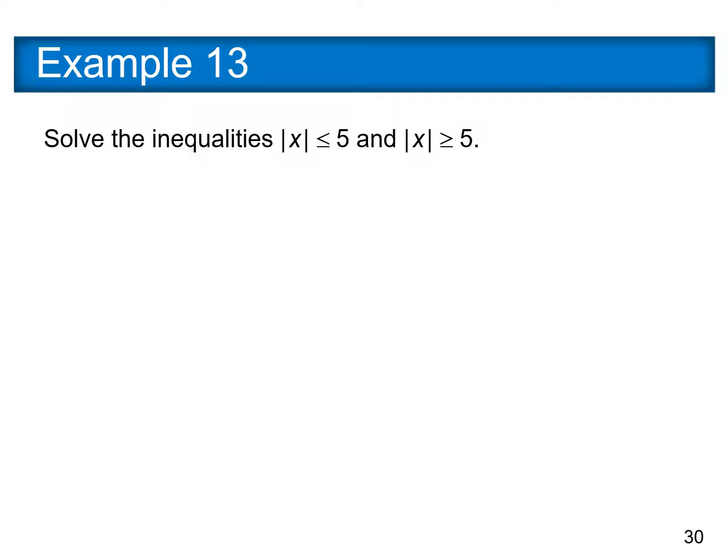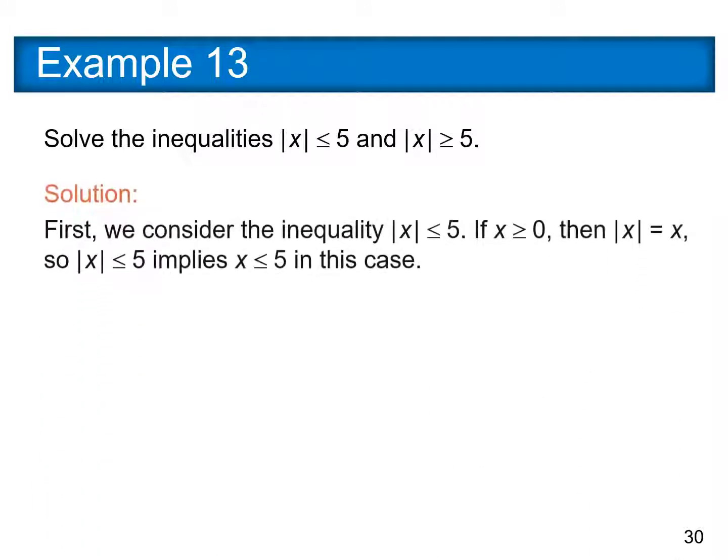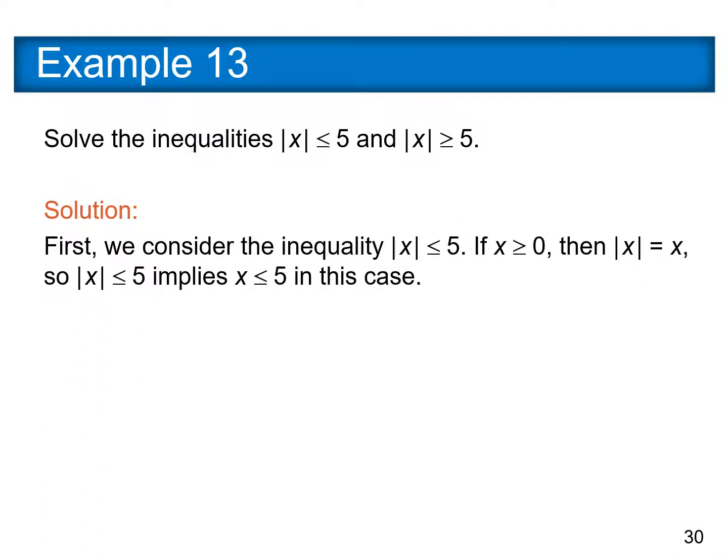So let's imagine I want to solve the inequalities. Absolute value of x smaller or equal to 5, and absolute value of x greater or equal to 5. So for the first, we need to consider the inequality absolute value of x smaller or equal to 5. If x is greater than 0 or positive, then the absolute value of x is equal to x. And so we can say that absolute value of x smaller or equal to 5 implies that x has to be smaller or equal to 5 in this case.